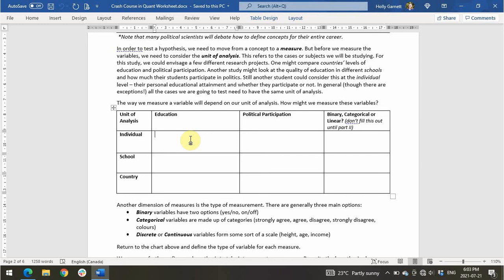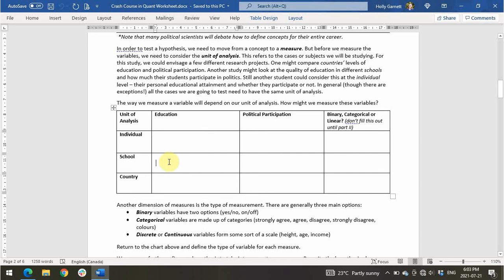Political participation at the individual level, well, there's a variety of different individual actions that might express this political participation or this efficacy that someone might have. Maybe it's going out to vote. Maybe it's giving political donations. Maybe it is going to a protest or signing a petition. But it would be on the individual level, what actions they are taking, for example.